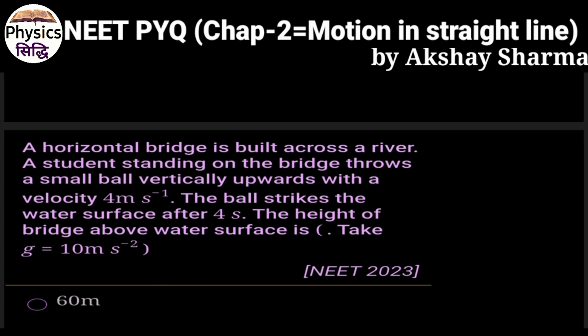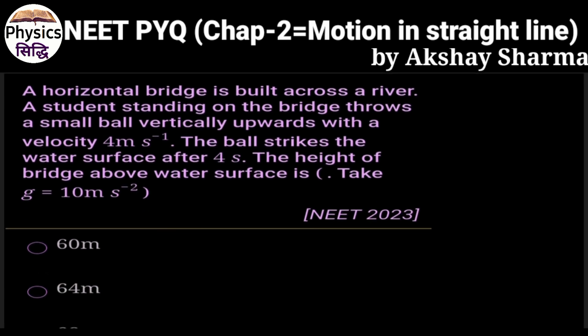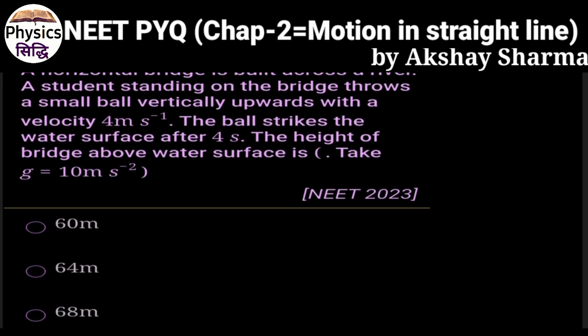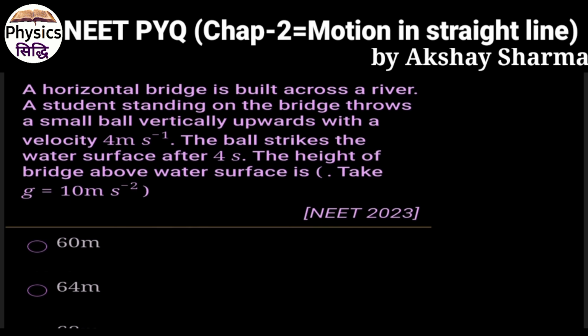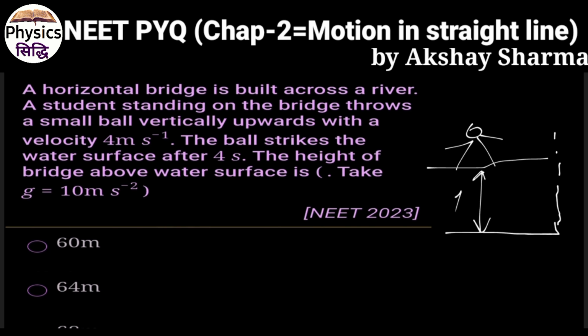A horizontal bridge is built across a river. A student standing on the bridge throws a small ball vertically upward with a velocity of 4 meter per second. The ball strikes the water surface after 4 seconds. The height of the bridge above the water surface is, take g as given. Let's see, the bridge is this. He is standing right here and throws a ball like this, and this is the surface of the river. So we have to find the height of the bridge above the water surface. It means we have to find the height this way.